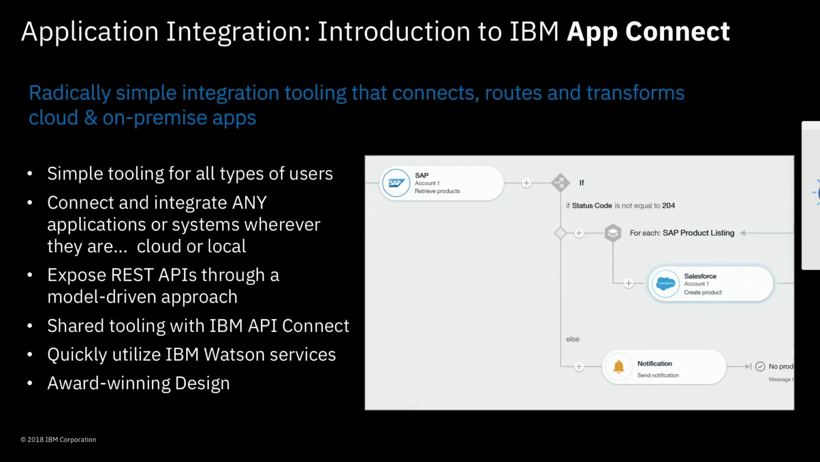App Connect in particular is built from the ground up, launched a couple of years ago to provide simple, really radically simple and intuitive tooling for advanced integration scenarios. We have a collection of connectors available, on the order of 80 plus, to integrate with SaaS properties and on-premise properties, and through a really simple flow dialogue, bring those different endpoints together to create dynamic integrations.